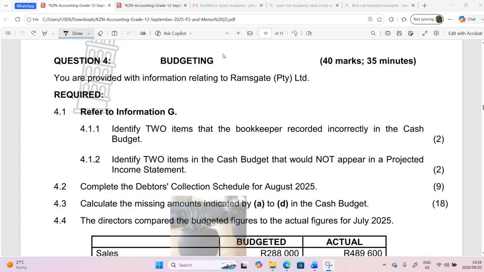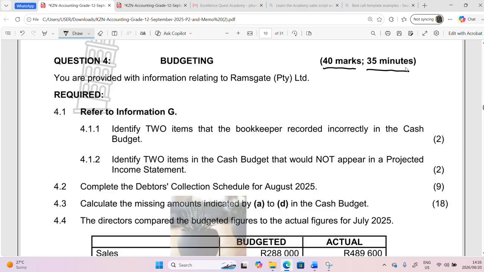In this lesson, guys, we're going to complete a full example of a cash budget. Right, let's get started. Look at that question. It is out of 40 marks. Learners were given 35 minutes to complete that question. You are provided with information relating to Ramsgate Pty Ltd, that is the name of the company. So what are we required? To answer 4.1, guys, we need to refer to information G, right?